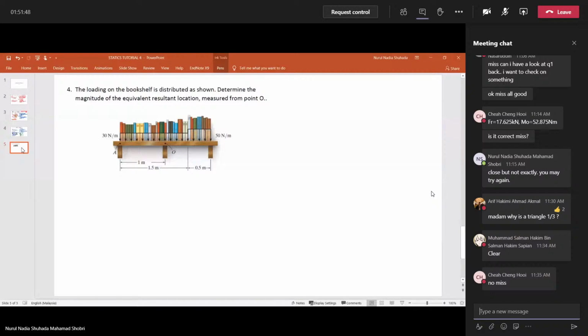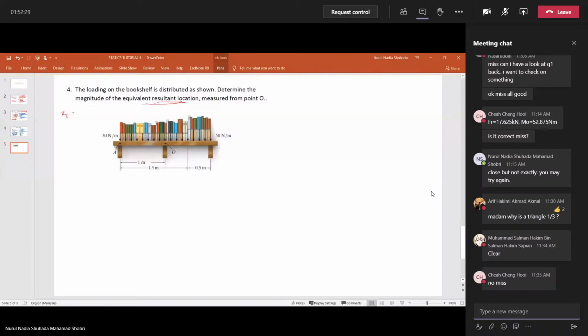So for the last question, it's actually quite similar to number 3. So you guys can use the same concept where, okay, determine the magnitude of the equivalent resultant location. So that means we will have the value of x, which means what's the distance of the resultant of the moment.